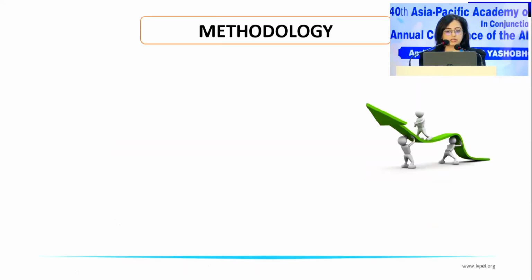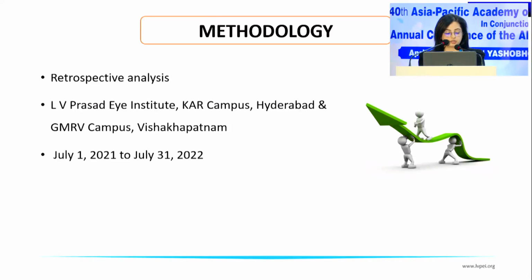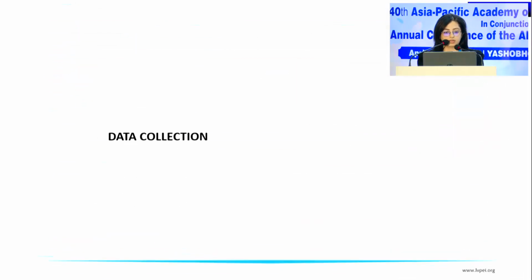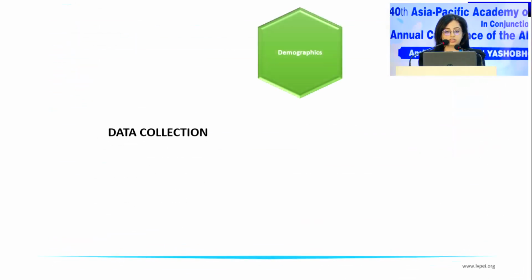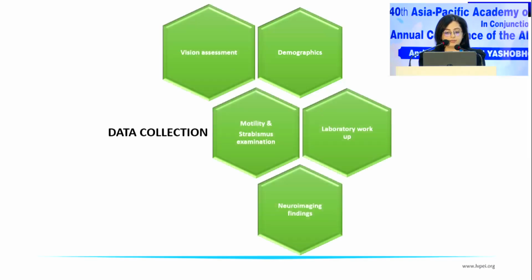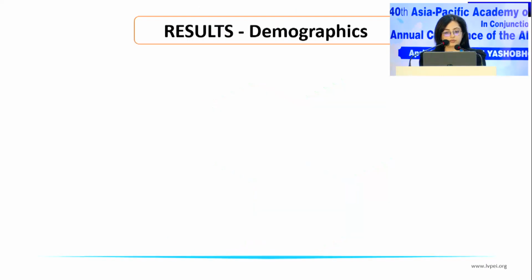So we went ahead with this analysis, where we conducted a retrospective analysis over a period of 1 year at our center. We included patients with acquired mononeuropathy who had a radiologically proven cavernous sinus lesion, and excluded those patients who had congenital neuropathies or any other cause of mononeuropathy like ischemia or trauma. Further, data was collected on demographics, vision assessment, strabismus, motility, lab workup, neuroimaging findings, treatment and outcome at presentation and at follow-up.